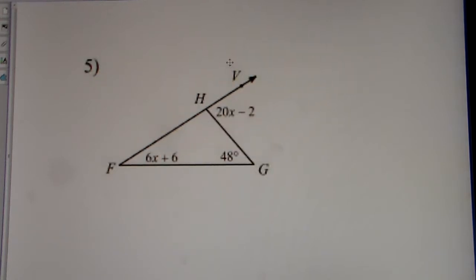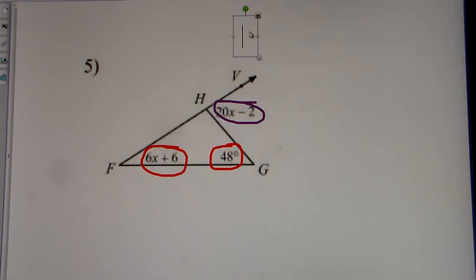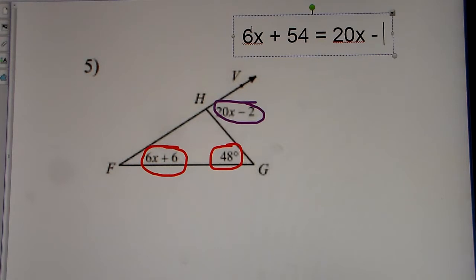Let's move on to number 5. So, the exterior angle is 20x minus 2. The two interior angles are 48 and 6x plus 6. You're going to combine the two interior angles. You combine your like terms just like you did in Algebra 1. So 6x, well there's no other x's there, so it's going to be 6x plus 48 plus 6 gets you 54. And that's equal to the exterior angle of 20x minus 2.